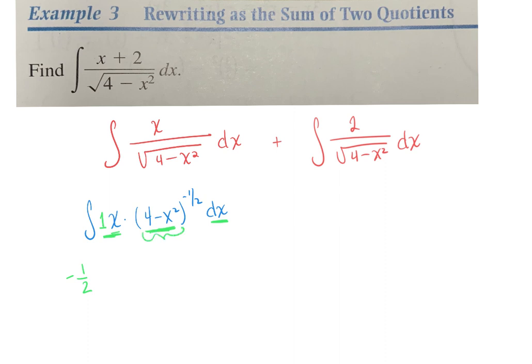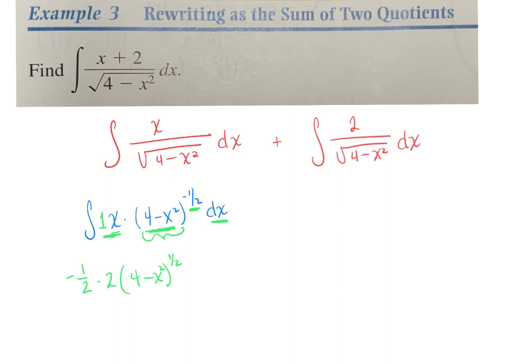Then I just take the antiderivative of that. How do I do an antiderivative? Well, I take my function and I add 1. What's negative 1/2 plus 1? 1/2. And then I divide by that new exponent. How do I divide by 1/2? I multiply by 2. Okay? So that's my antiderivative there.